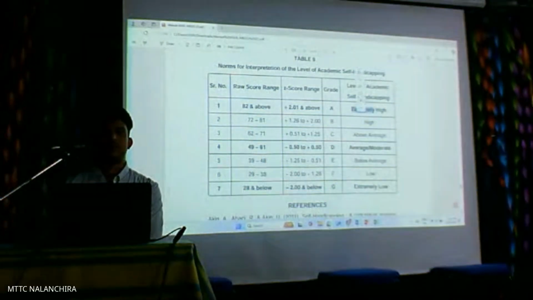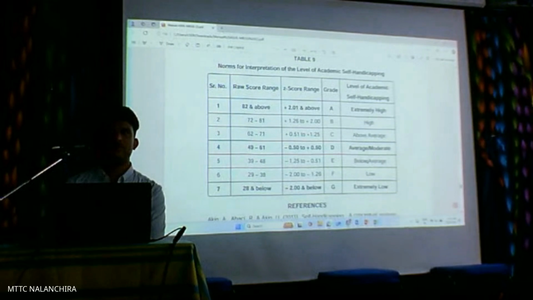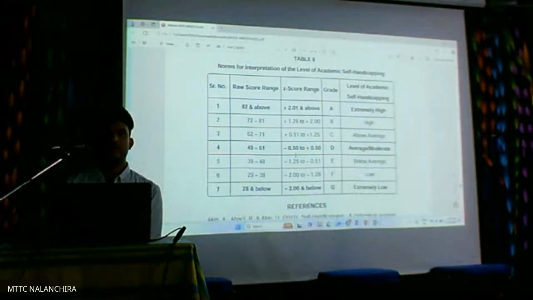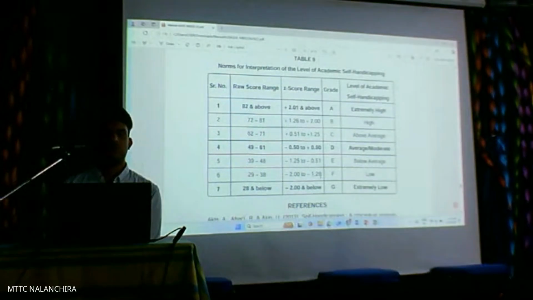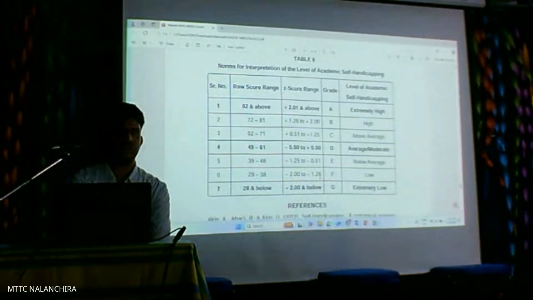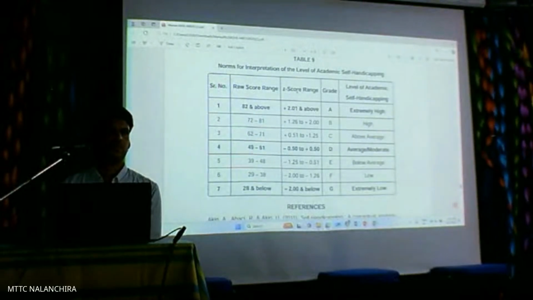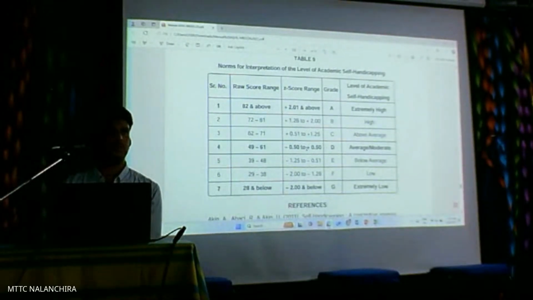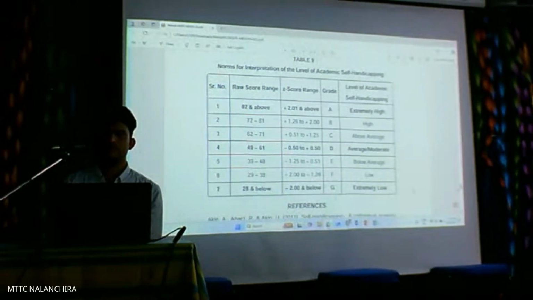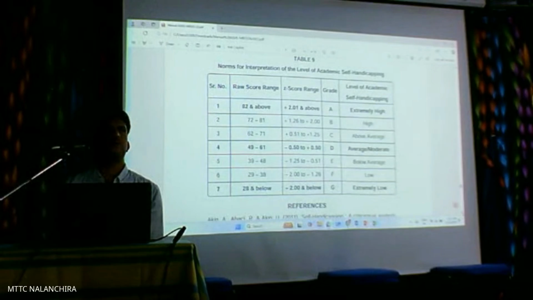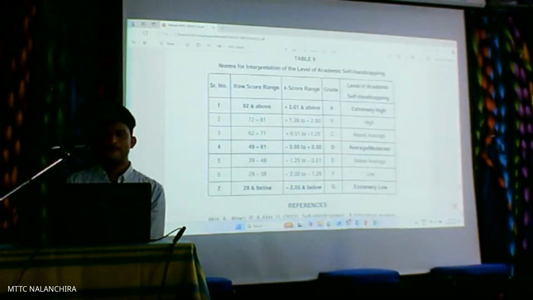First range is extremely high, then extremely low. In between we have high and low, above average and below average, average or moderate. That makes 7. So it is mentioned with the score. Based on the mean and standard deviation you can do either, or you can do as per the Z-score. This Z-score calculation I have not done, it is done by the publisher only. This is easy. Sometimes you can also convert into percentile scores. Percentile scores sometimes we can convert. Then we have to give.